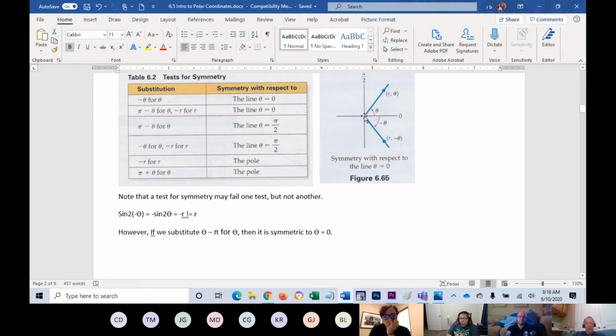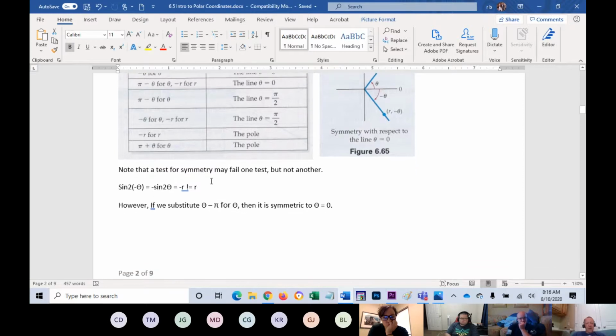And remember, the pole you can think of as the center. Normally in rectangular coordinates, we'd call that the center. And if you can substitute pi plus theta for theta, that also shows symmetry to the pole. So a test for symmetry may fail one test, but not another. For example, sine of 2 times negative theta equals the negative sine of 2 theta. So you can think of this as your negative r. That does not equal your r in the original.